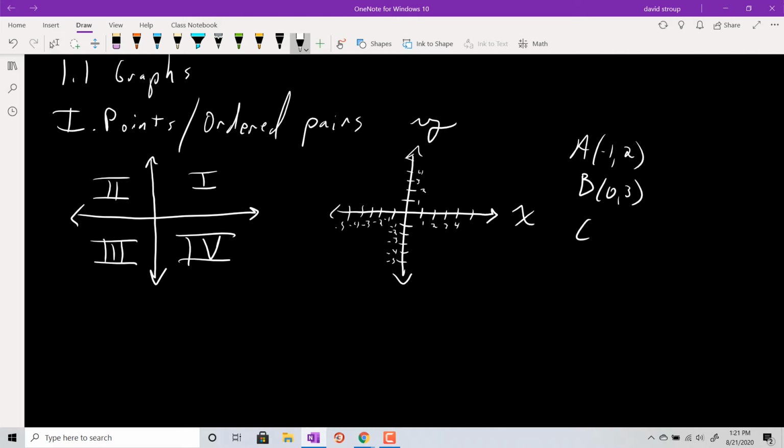Have you ever played the game Battleship back in the day? Before it was electronic, you had to be able to do this.